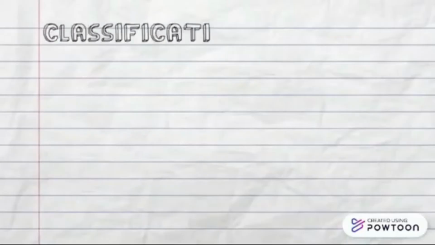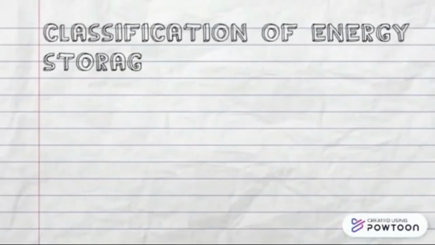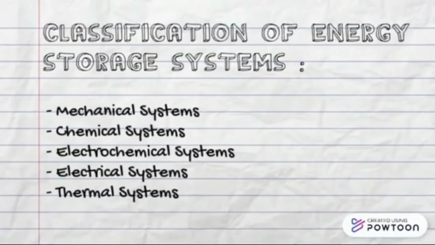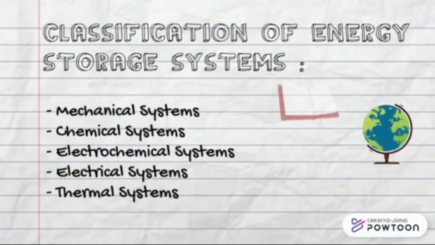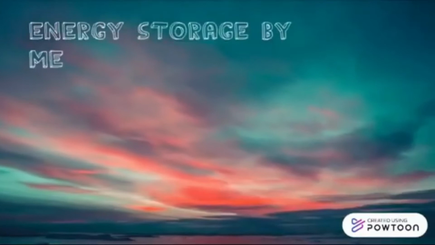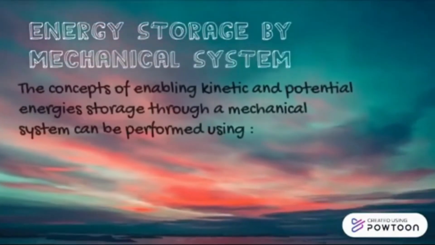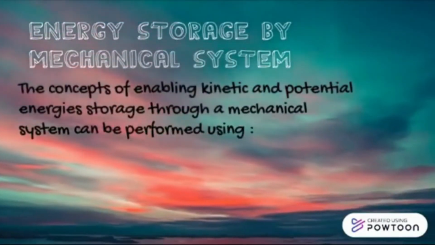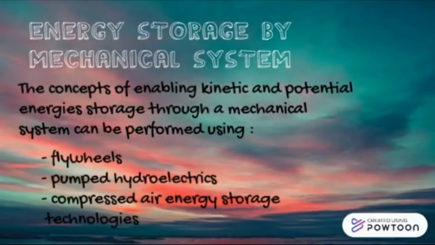There are five classifications of energy storage systems: mechanical system, chemical system, electrochemical system, electrical system, and thermal system. Let's talk one by one. First is energy storage by mechanical system. The concept of enabling kinetic and potential energy storage through a mechanical system can be performed using flywheels, pumped hydroelectrics, and compressed air energy storage technologies.